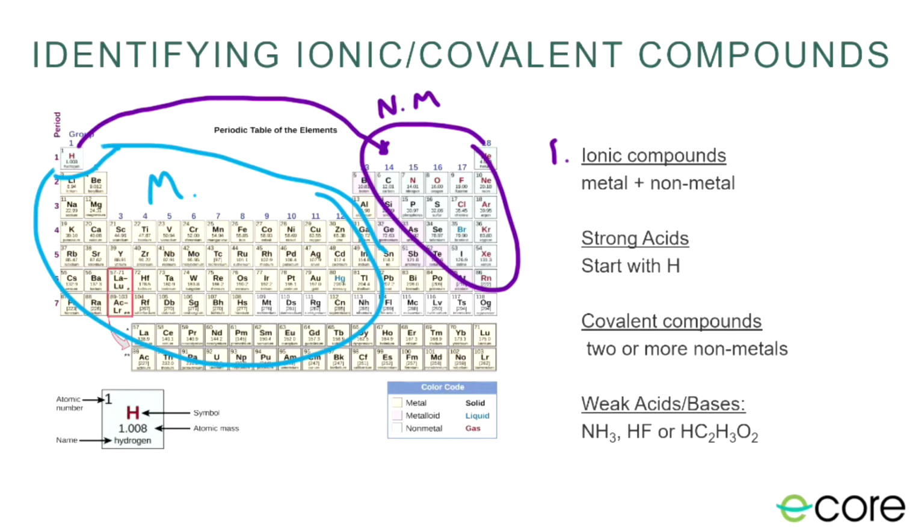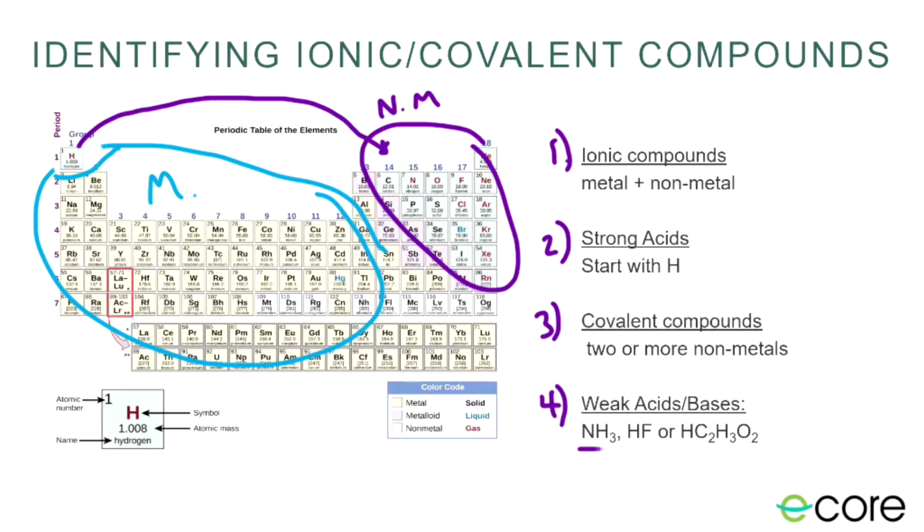Strong acids we'll also take a look at in this lesson, and they always start with H. So we have ionic compounds, which are a metal and a nonmetal, and we have strong acids, which start with an H. Then we have covalent compounds, which we'll identify because they're made of 2 or more nonmetals. And lastly, we have a category of compounds called weak acids and bases. And here, there's just a few examples you need to know.